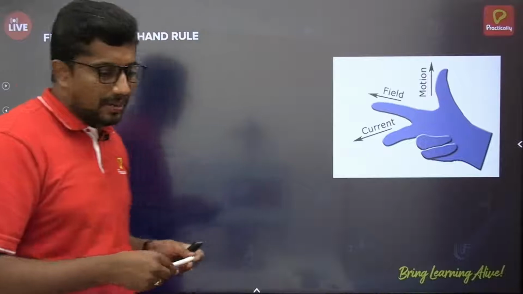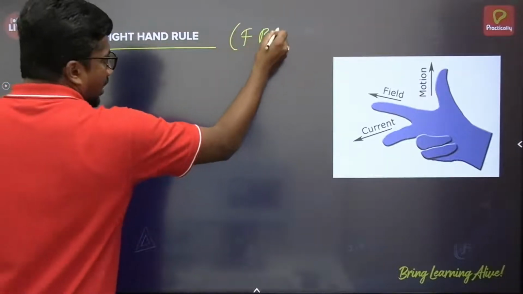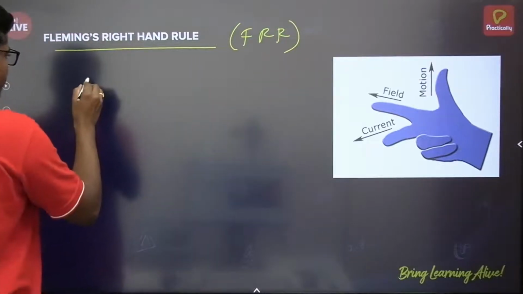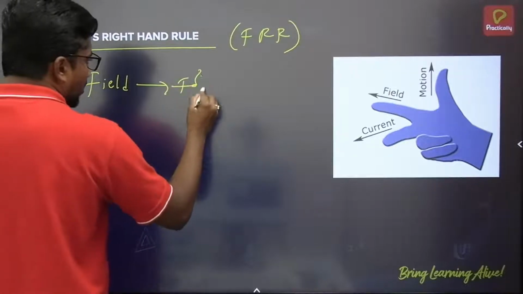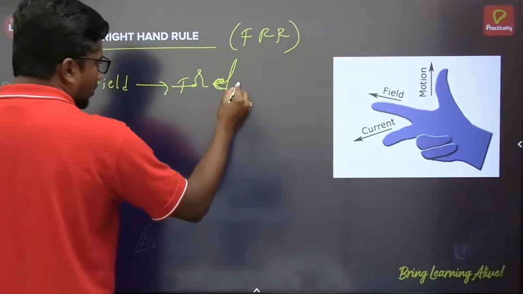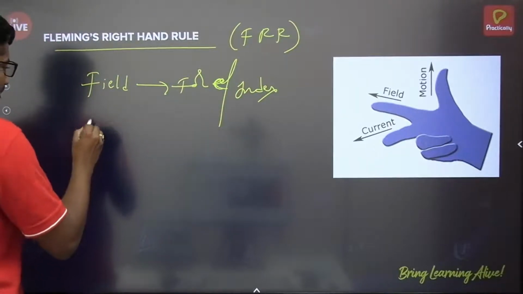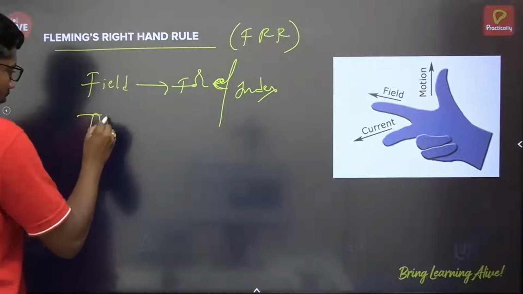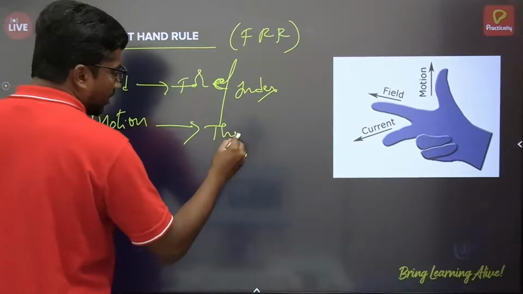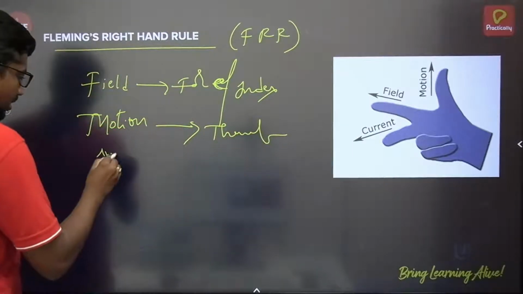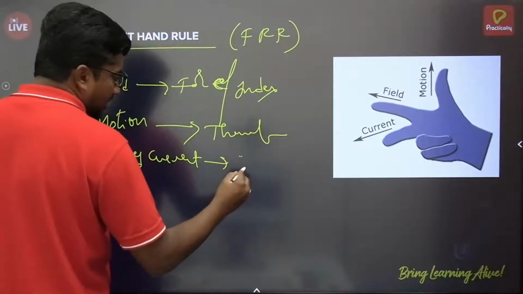Fleming's right hand rule, very very simple. Here, the magnetic field is represented by the forefinger or index finger. Next, motion is represented by the thumb finger, then induced current is represented by the center finger.